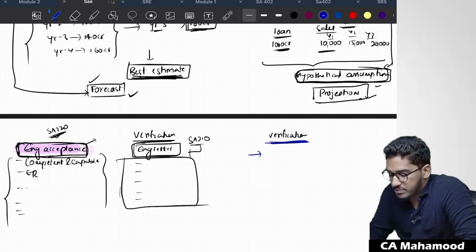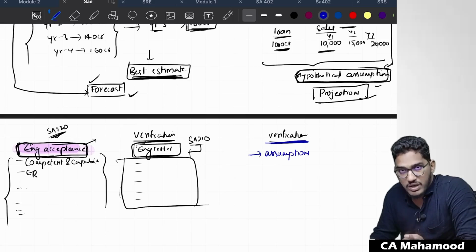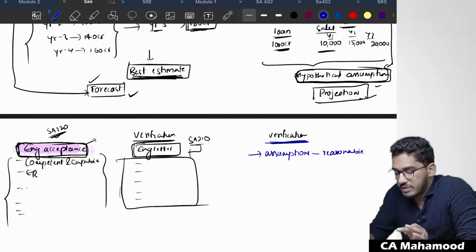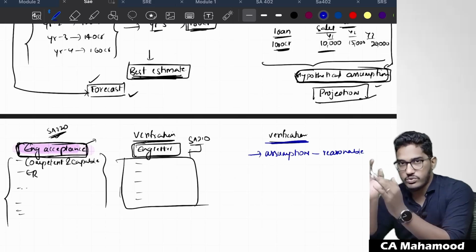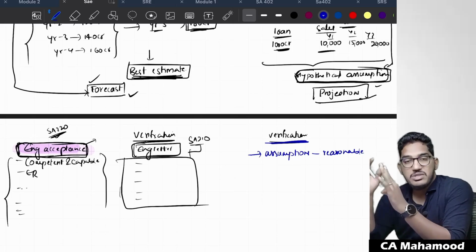100% no. Prospective financial information will be prepared on the basis of assumptions. So basically, the complete work in verification of prospective financial information is going to be about checking whatever assumptions are made by the management. Are they reasonable or not? Whatever assumptions the entity has used in the preparation of the prospective financial information, whether those assumptions are reasonable or not.